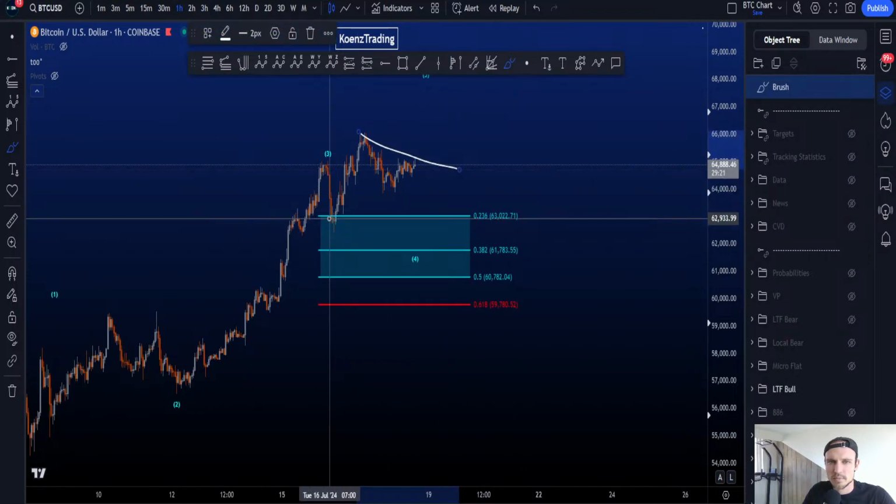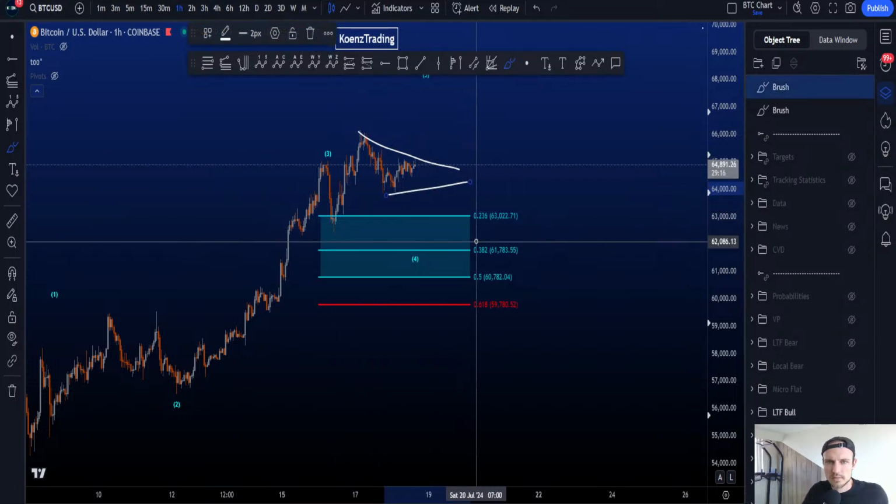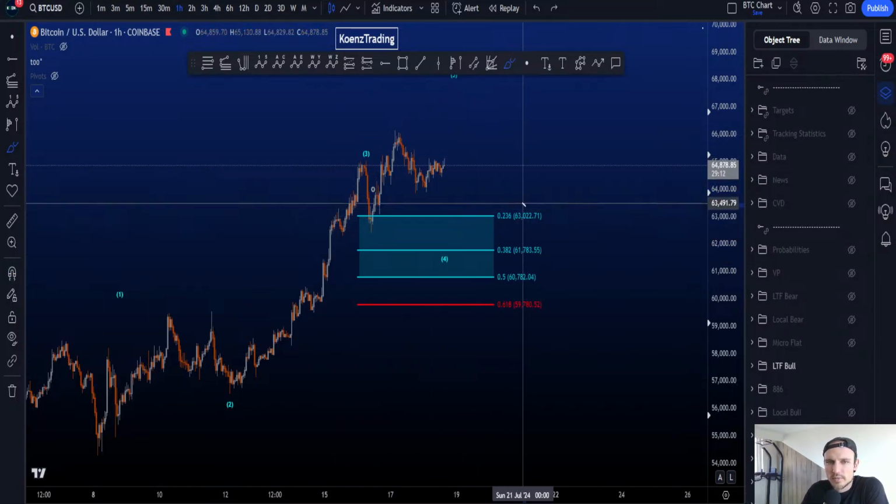So then you're going to have something like this, no? A, B, C, yeah, like that. But you did hit the target area for a wave 4. And that's simply what we're looking for. We're looking for a wave 4 to form.